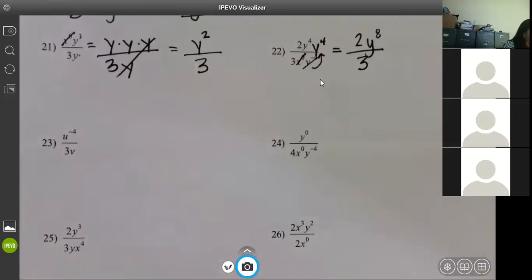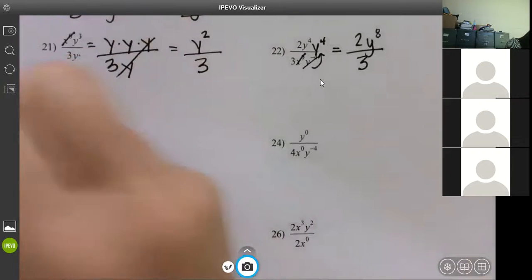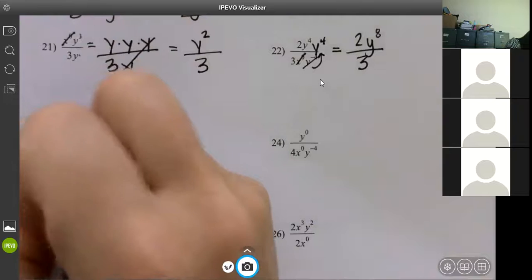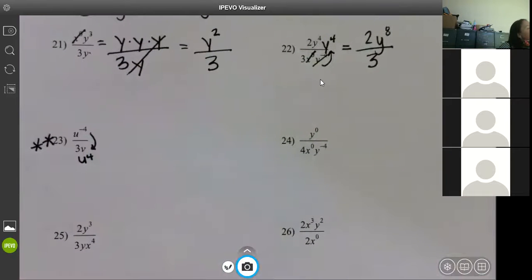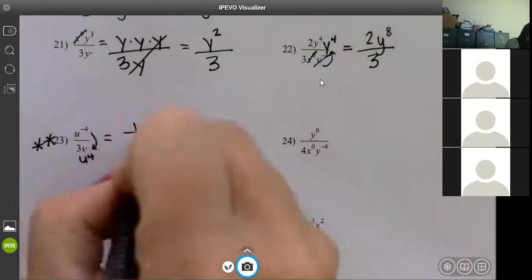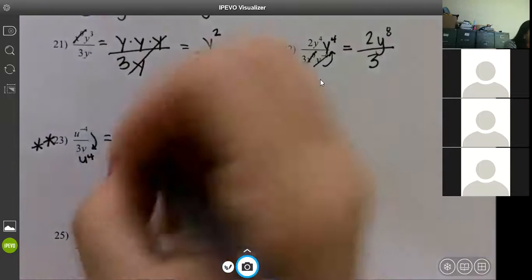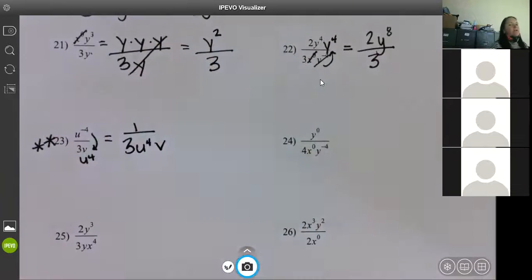What do I do on 23? You take the negative 4 to the bottom. This is one of the most missed problems. Why is it missed? People don't put the 1. People don't put the 1 on the top. So I moved the u to the 4th, but I need to have a 1 underneath. I have a 3 u to the 4th v. If you switch the letters, it's fine as well.